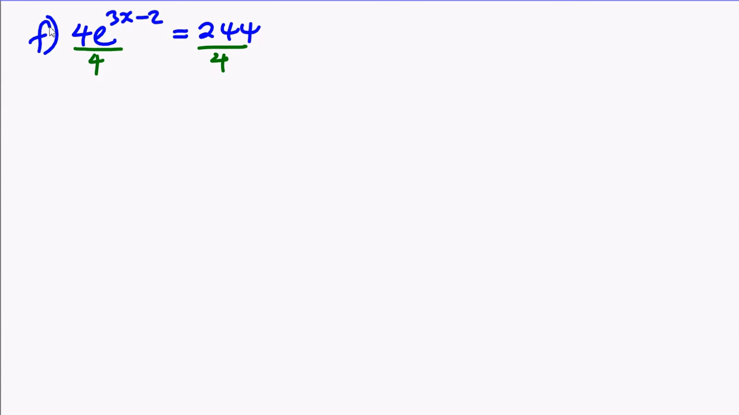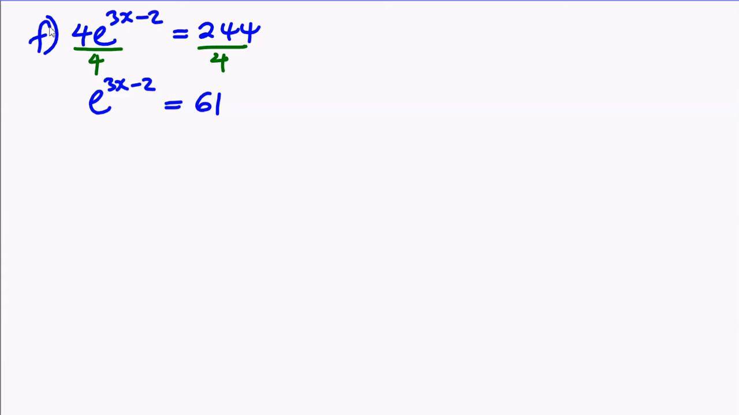So for question F, what we have is 4e to power 3x minus 2 is equal to 244. You can start by dividing the left and the right hand side by 4 just to simplify the equation, make it easier for you to work with. So e to power 3x minus 2 is equal to, if you divide that, 61.